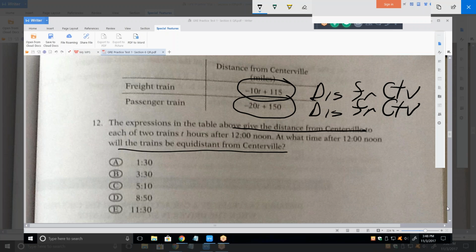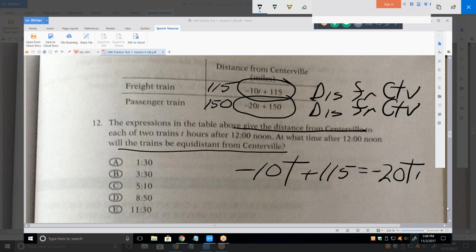Exactly. In other words, at noon, when t is 0, the freight train is 115 miles from Centerville. The passenger train is 150 miles. Well, they're not equidistant. But as time passes, the freight train gets closer to Centerville, and so does the passenger train. But the passenger train is actually moving faster. So there is going to be a point in time where they are equal distance from Centerville. And the way you do it is quite simple. You set the two equations equal to one another. You solve for t.